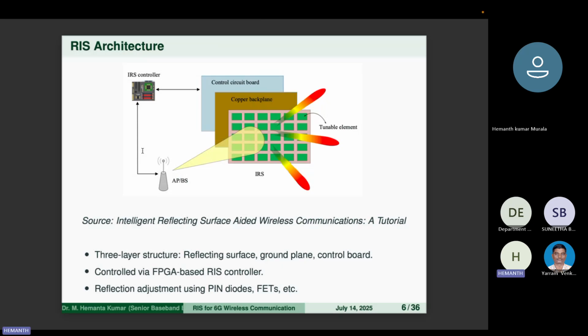The signal strength will increase, and I will tell you how. That's a good question. If you reflect, how does the signal strength increase? I will show that in mathematics.